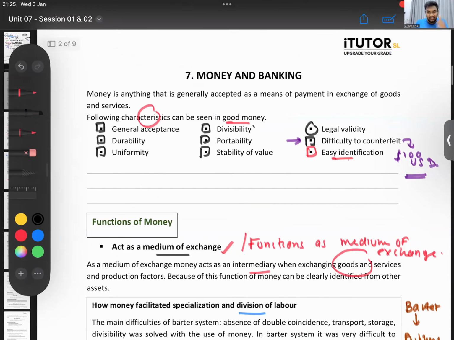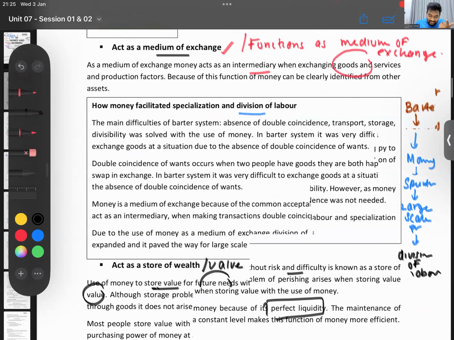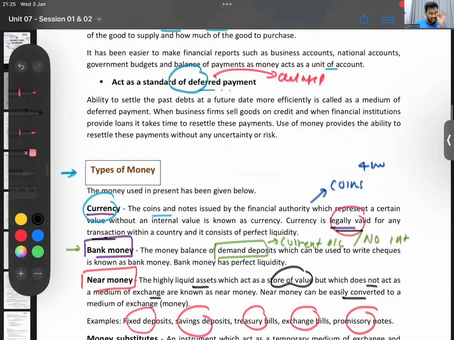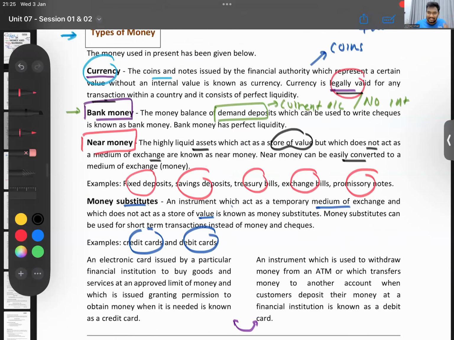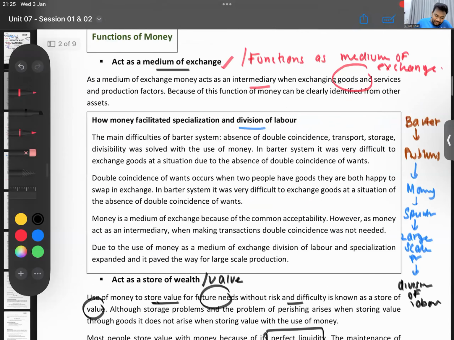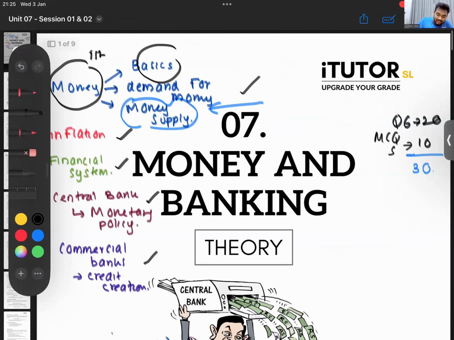So what did we learn? Characteristics of money, functions of money, and then types of money. Three small parts. Those are the basics. So with that, what happens? This first part is done.